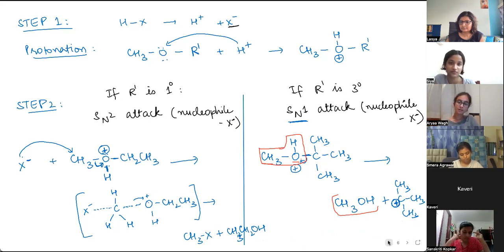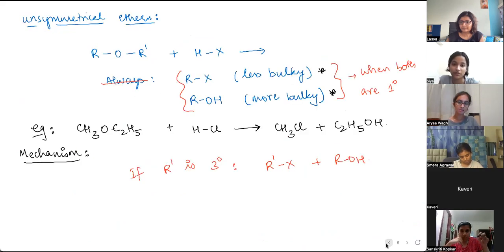How does that make a difference? If you take R, yeah, it depends then on what we are taking. Can you show the one that you wrote if one of them is tertiary? Yeah, so if R dash is tertiary, then how would you get R dash X? That's what I'm asking. Whichever is tertiary, that will form a carbocation.